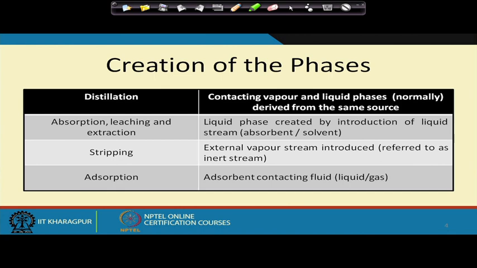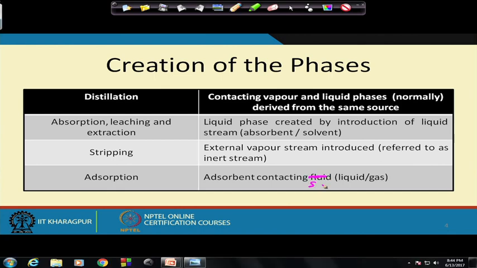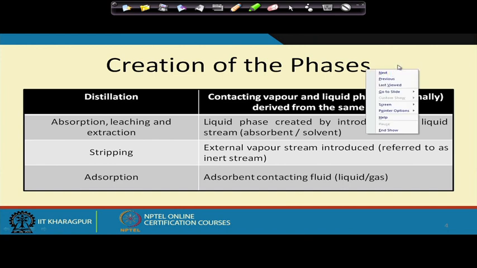In stripping, the third phase is an external vapor stream, which is often referred to as an inert stream, and in adsorption it is the adsorbent, it is actually the solid phase which creates the adsorption. This is wrongly written, this should be the solid phase which creates the medium where the liquid or the gas is preferentially adsorbed.